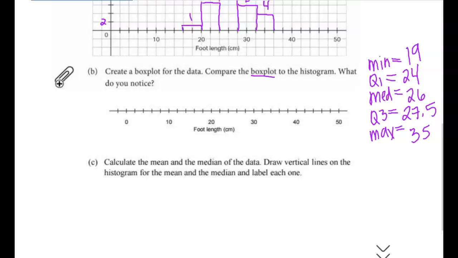Because they're further away. Where most of our data is right here, and that's the only thing that matters. Sometimes it depends what you're looking at. We're looking at foot length, so I would be like, dang, your foot is way bigger than everybody else. But you'd be excluded.